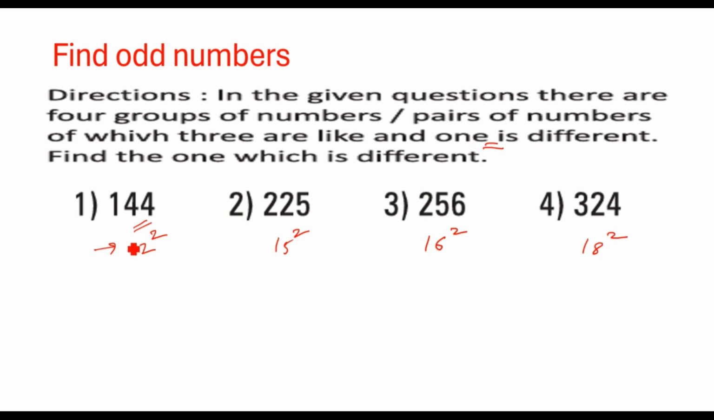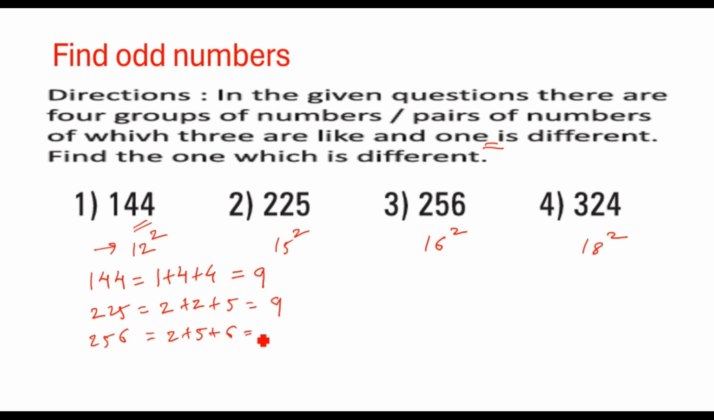Then what is the other option? If you closely observe, look at 144. If I add the digits 1 plus 4 plus 4, I get 9. Then 225: 2 plus 2 plus 5, this is also 9. And 256: 2 plus 5 plus 6, 6 plus 5 is 11, and 11 plus 2 is 13.